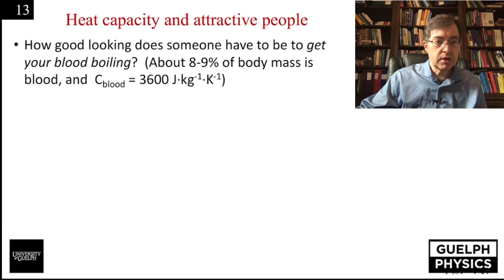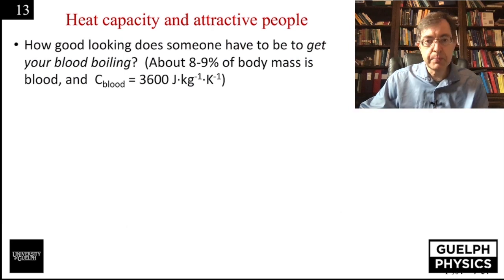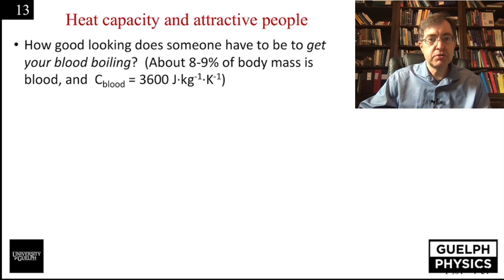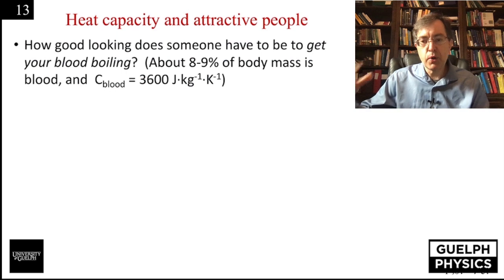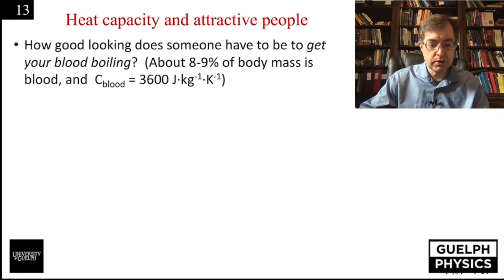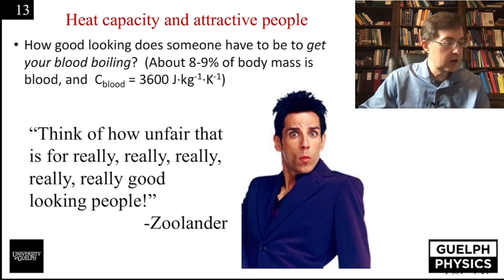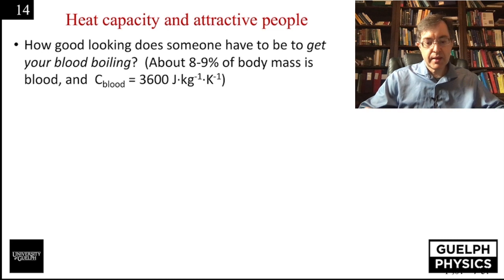Okay, so let's do a simple example of this. If you see an attractive person, it might make you jealous. It might make your blood boil. And so obviously if your blood is boiling, that attractive person is giving off heat to you. And think about how unfair this is for the attractive person. Very, very good looking people are giving off a lot of heat, and that requires a lot of energy. So unfair.